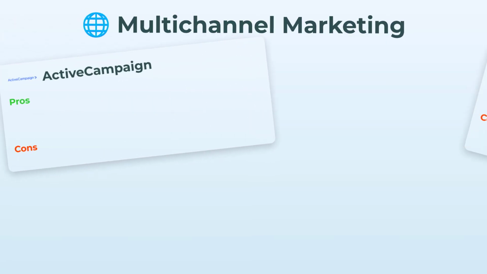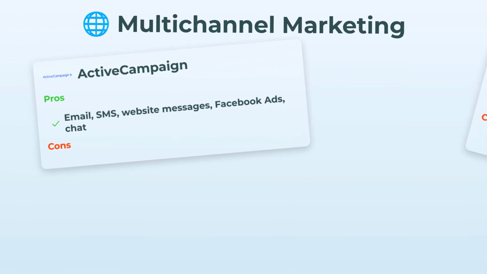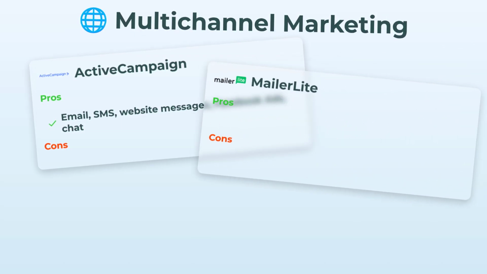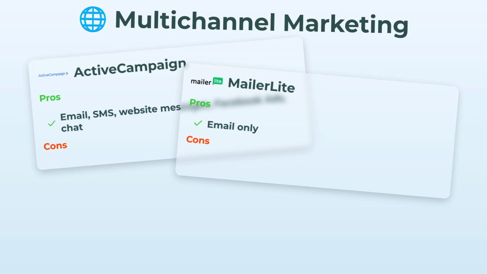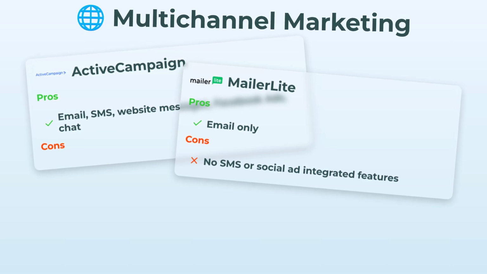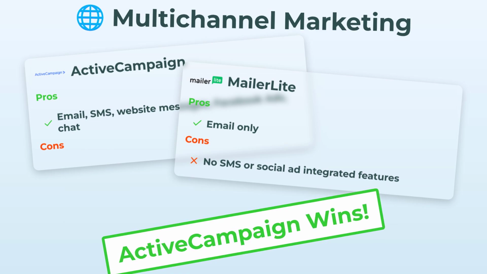And finally, multi-channel marketing. ActiveCampaign can send email, SMS, web messages, run Facebook ads, chat. Seriously, it ticks all the boxes. It's not just an email thing. MailerLite, pretty much email only. No SMS, no ads, just keeping things focused. So, ActiveCampaign wipes the floor here if you want to spread your marketing everywhere.